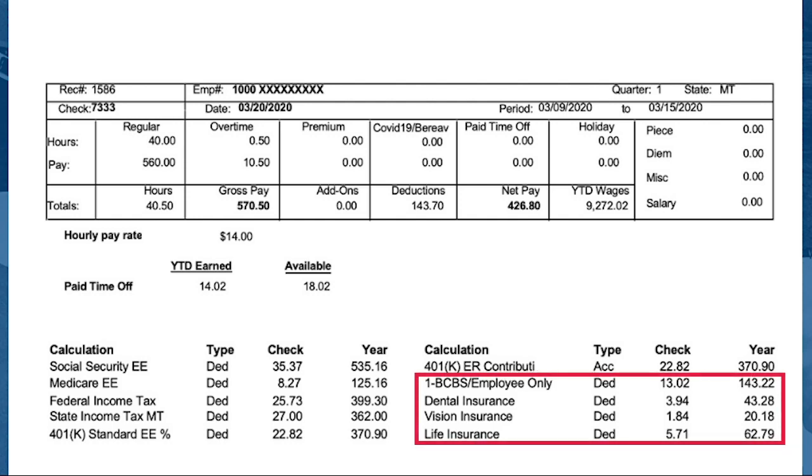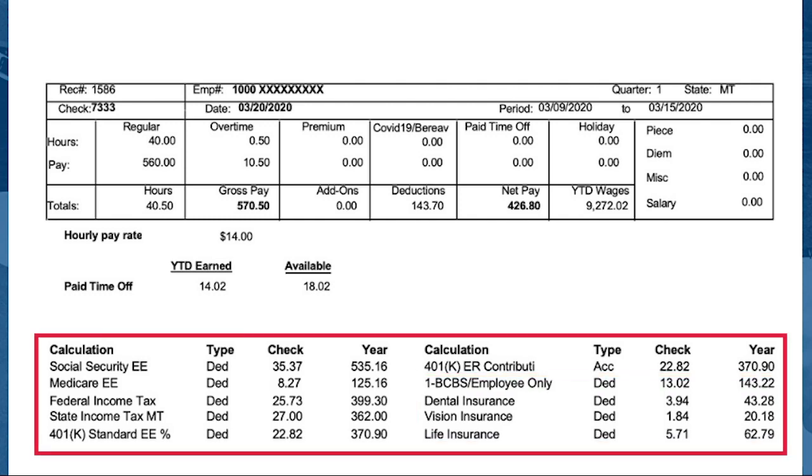This final section shows how much money was deducted from your paycheck for benefits such as health insurance, dental, vision, and life insurance. Also note that this section does not show Dayspring's contribution to insurance. Overall, this section might look a little different for everybody, as each employee exercises different benefits.